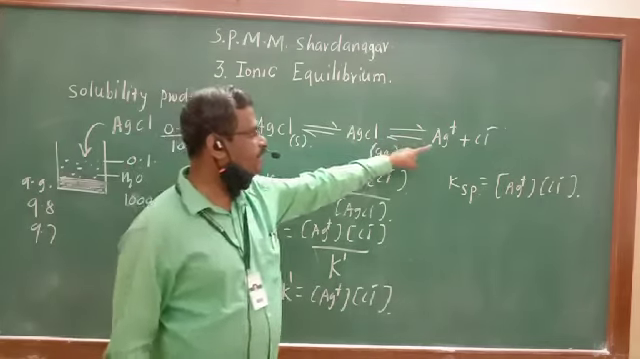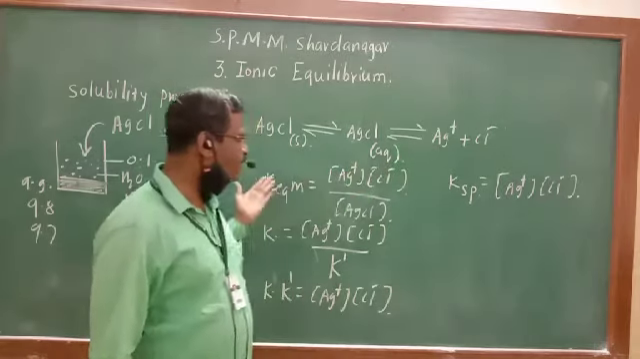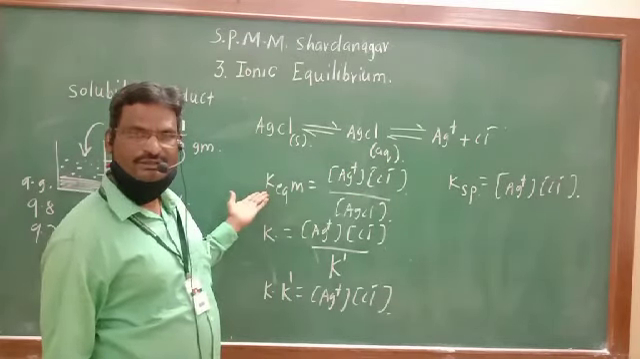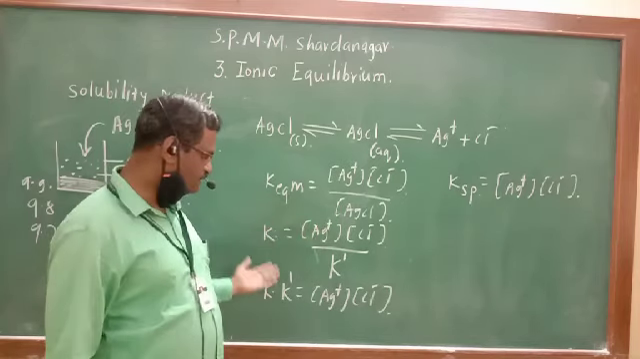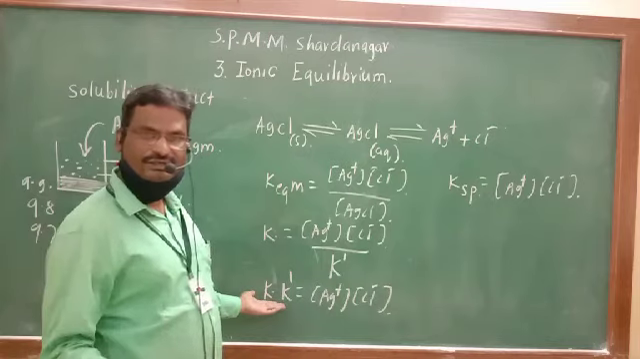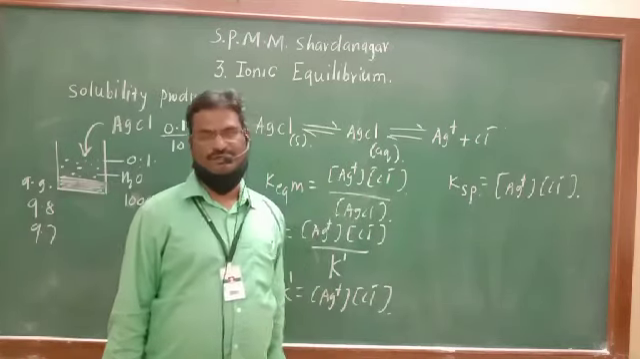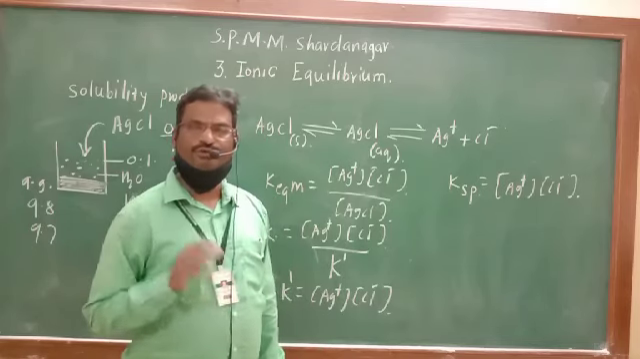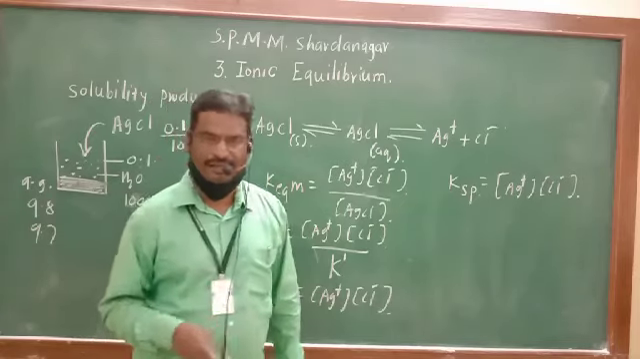Liquid phase is a strong electrolyte that undergoes complete dissociation, giving the ions. By applying the law of mass action, we can calculate the equilibrium constant. Since the concentration of AgCl is constant, constant into constant gives a new constant, and that is known as the solubility product constant. Now, what is the relation between solubility and solubility product, that we will see in the next lecture.